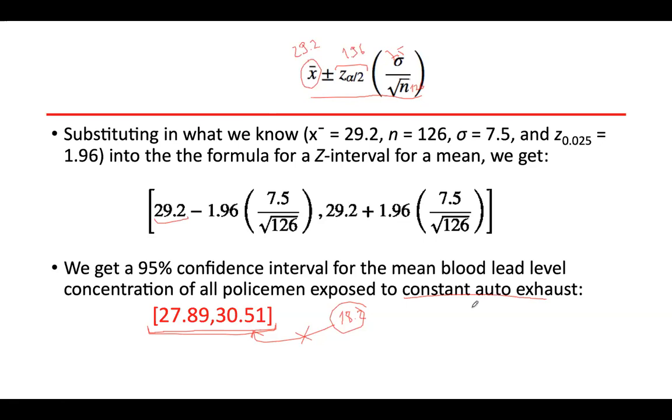Previously, arkadaşlar, we were finding z from X bar minus mu divided by this, but now what are we doing? X bar plus and minus z alpha over 2 times the standard error of the mean. So this will be my interval for the confidence. This is the confidence interval.